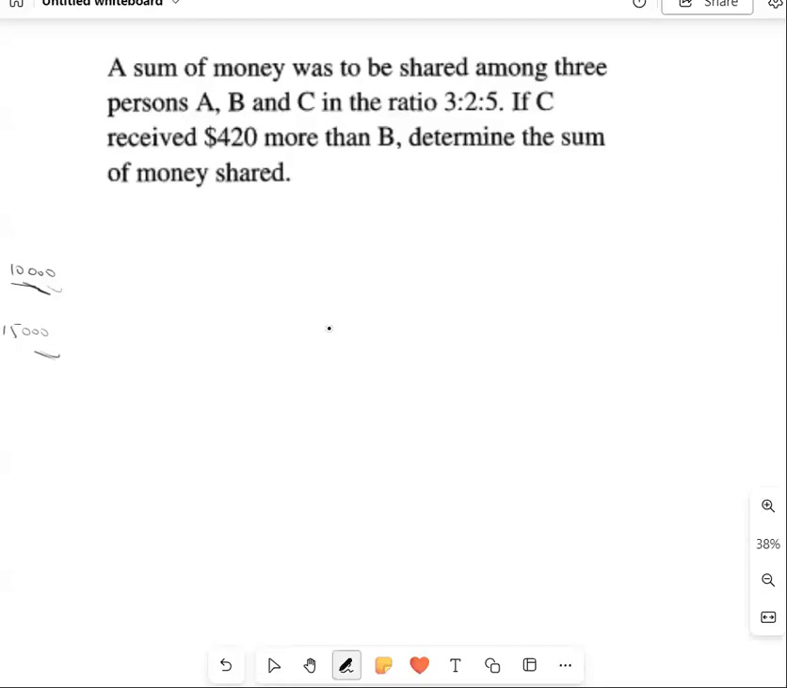So if you watch here, C is receiving 5 proportional parts, while B is receiving 2 proportional parts. So how many proportional parts is C receiving more than B? How many? C is receiving 5, B is receiving 2. So how many proportional parts is C receiving more than B? Tell me. 3. 3, yes.